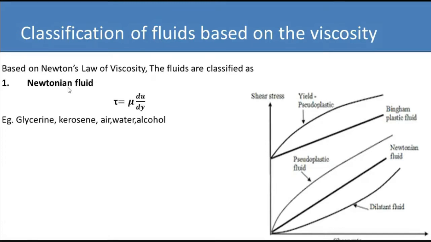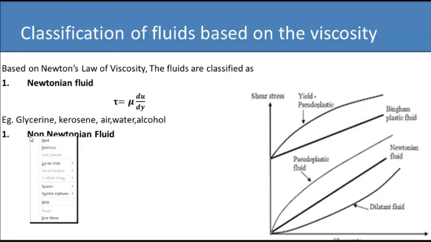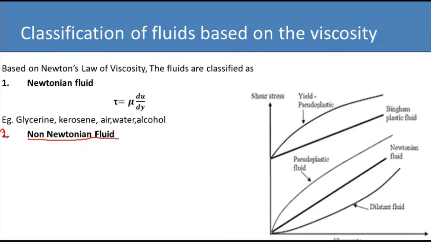Okay, after that the next classification will be non-Newtonian fluid. Make one correction here, it is 2. So the next type of fluid is non-Newtonian fluid. As the name suggests, these are the fluids which do not obey Newton's law of viscosity, and for them the shear stress is not directly proportional to the velocity gradient du by dy. Such fluids are called non-Newtonian fluids.